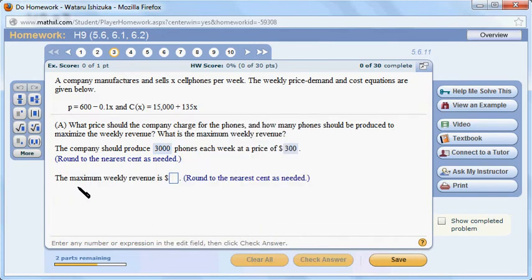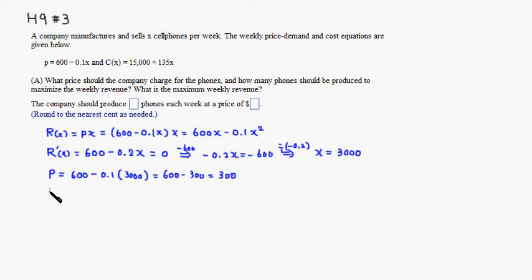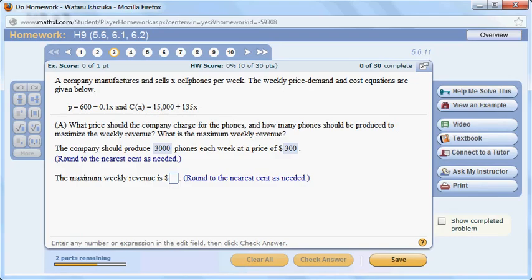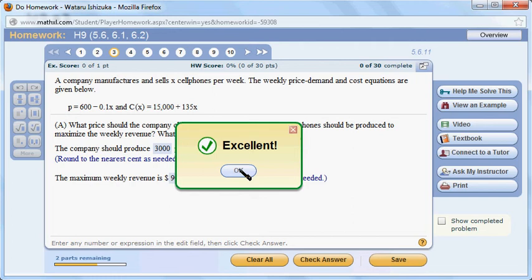All right, so the maximum weekly revenue, let's compute that. Revenue R is going to be maximum when x equals 3,000. So you just put 3,000 in. We already found that the price is going to be 300, so it's going to be 300 times x, which is 3,000. So 3 times 3 gives you 9, and you're going to have 5 zeros. So it's going to be 900,000. Let's type that in. All right, we got that.